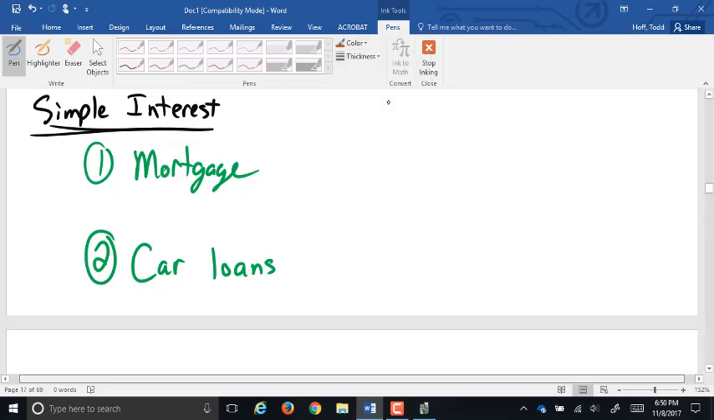Now, if you remember, we said interest on a simple interest is only calculated when one of two things happens. Do you remember what they were? You can in a few minutes, huh?